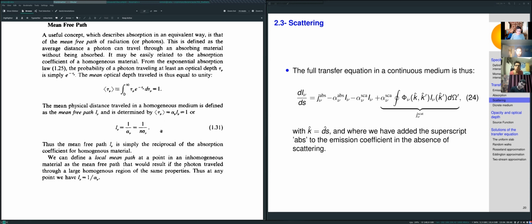Do you guys have questions on this, or it's pretty clear? So this mean free path is important. It is the mean distance that a photon will travel before being absorbed. And if the optical depth is much less than one, it means that the mean free path is much greater than the dimension of the medium.